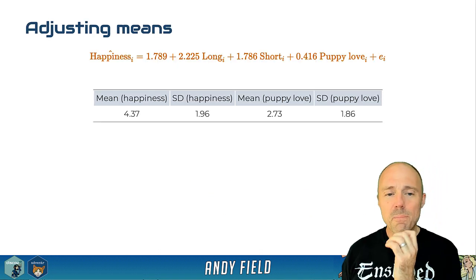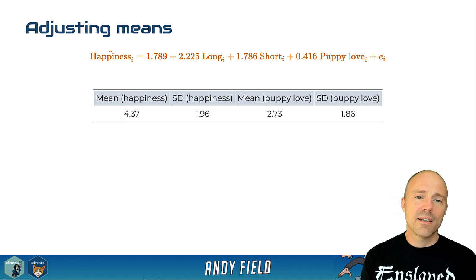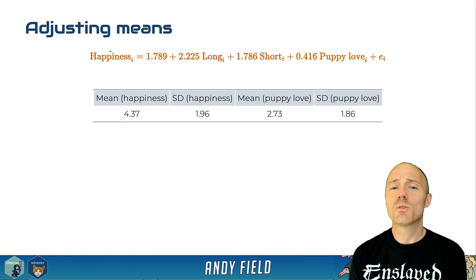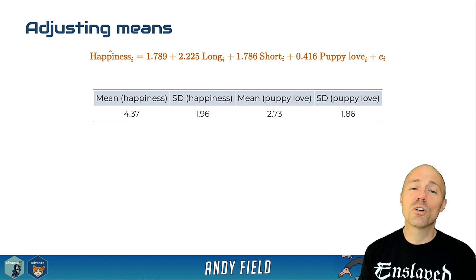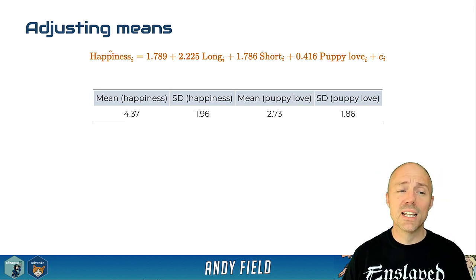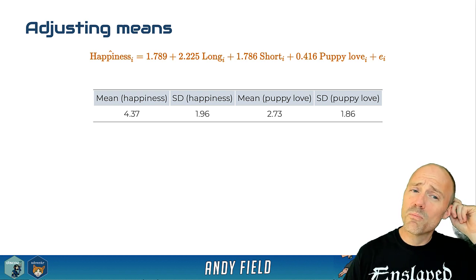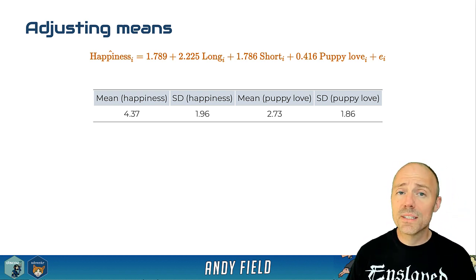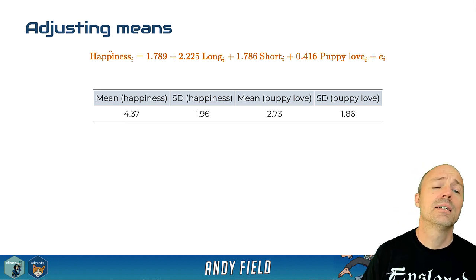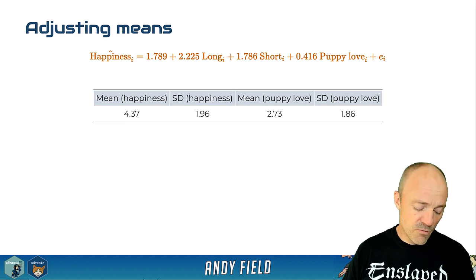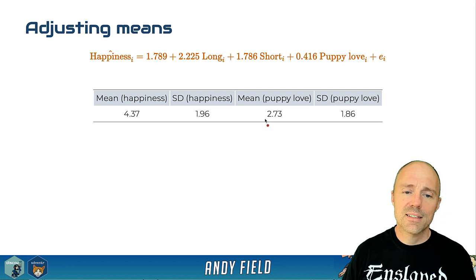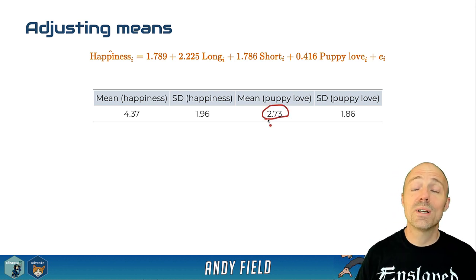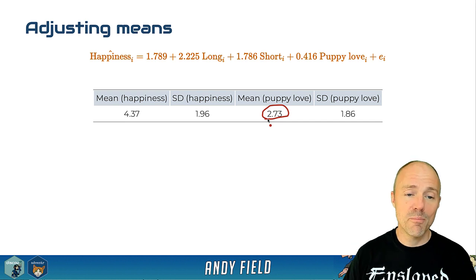Well, here we've got the model, just from the previous slide. We've got the long dummy variable, the short dummy variable, and puppy love, with the betas attached to them. So if we're making predictions about happiness, we can just plug values into this equation and we'll get a predicted value of happiness. Now, I just want to remind you that the average level of puppy love across all participants was 2.73. So that value is quite important.